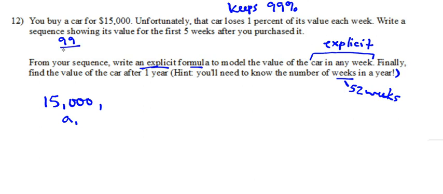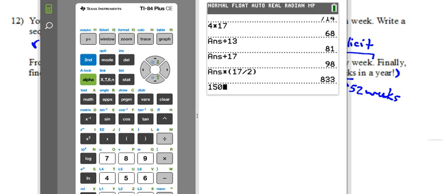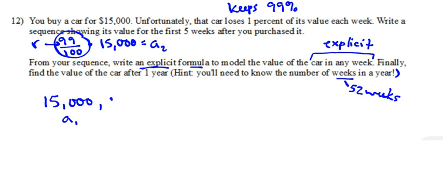99, the percent means out of 100. And then of means to multiply. 99 out of 100 of 15,000 is going to tell us the value in week 2. And this is used each week to find the new value of the car. That's a common ratio. So we'll do 15,000 times 0.99, because that's what 99 out of 100 is. And you get $14,850. Good for us.